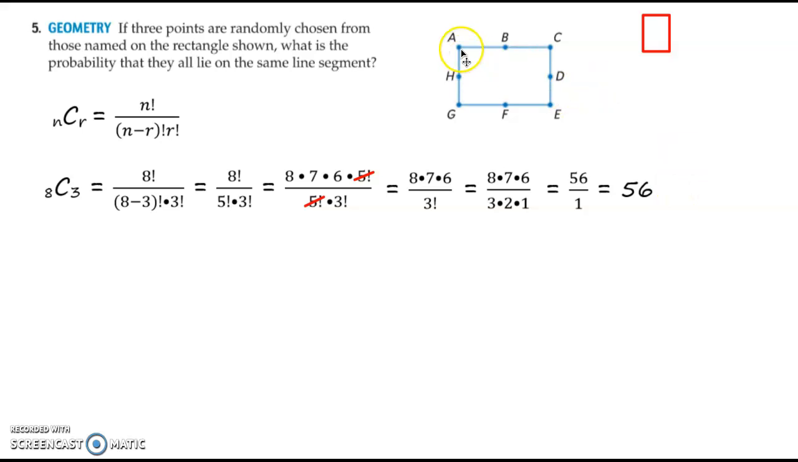After that, I can see that since there are 4 different sides, there's 4 different times that that could occur. So the probability of that happening would be 4 out of 56. And after I simplify that, I would see that that probability would be 1 out of 14.